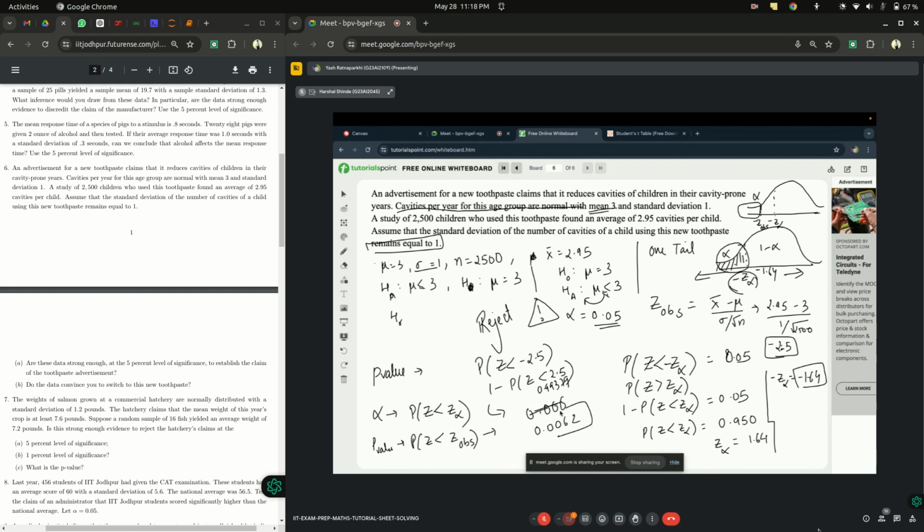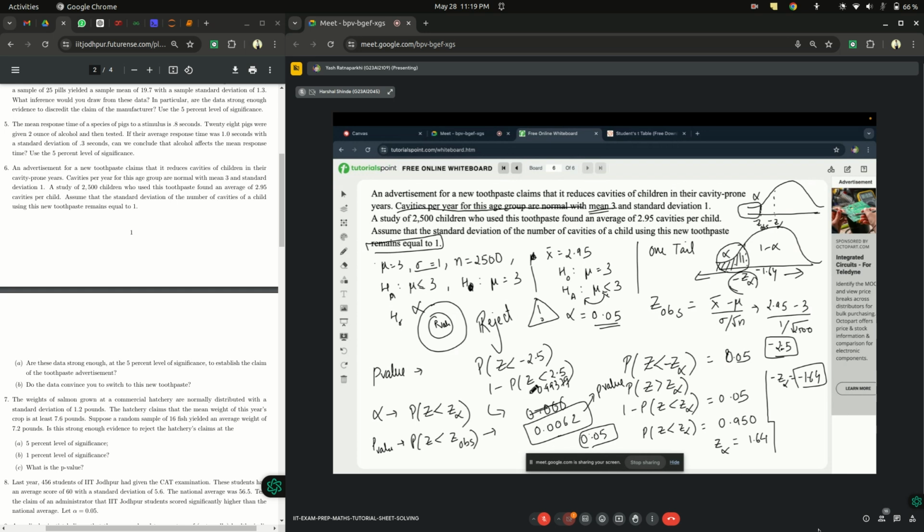Now see, my area is 0.0062 and my alpha is 0.05. Tell me which is smaller. By default, the p value is smaller. I can see a great difference between them. Since my alpha is greater and my p value is smaller, my p value is lying in the alpha, that is, in the rejection region. Hence, I have a strong reason to reject my hypothesis.